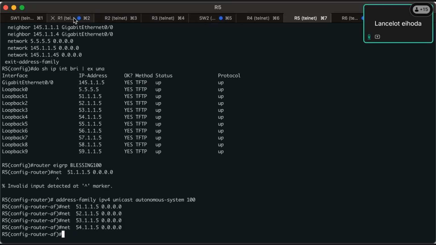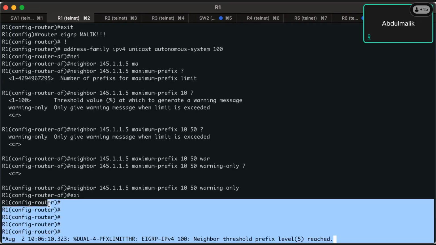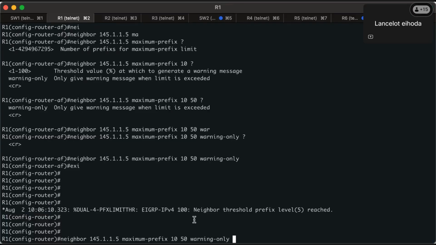Can you see this? Can you see the warning? Yes. Threshold prefix level 5 reached. Thank you. Because we made it 10 and then we said 50%. If you had made it 12, right? If you had made it 12, let's make it 12.